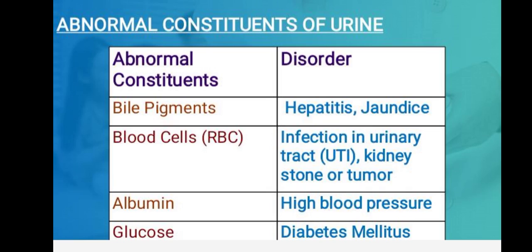Let's see some abnormal constituents and disorders related to them. If bile pigments are detected in urine, it indicates hepatitis and jaundice. If blood cells are detected, then it indicates an infection in the urinary tract, that is UTI, and a condition in which the patient has stones in the kidney or a tumor. Presence of albumin indicates high blood pressure. Presence of glucose indicates a condition called diabetes mellitus.